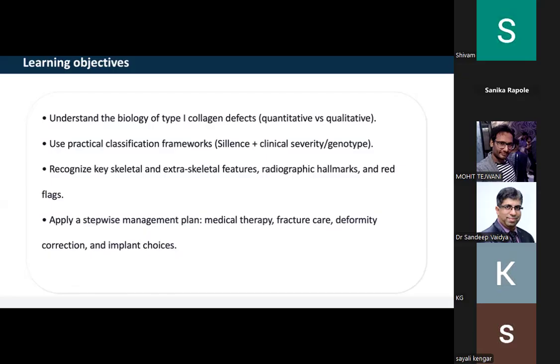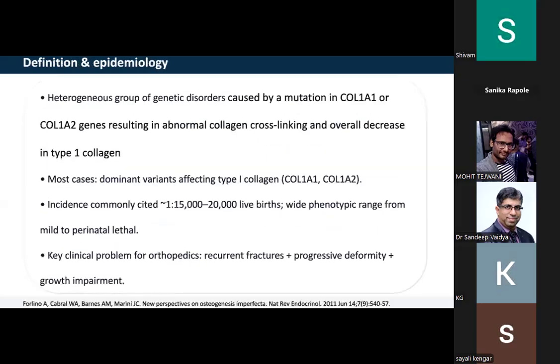At the end of this, we will be comfortable explaining why this phenotype looks the way it does and how our treatment is going to differ from case to case. So, OI is a group of heterogeneous genetic disorders, most commonly involving the COL1A1 and COL1A2 genes, leading to abnormal type 1 collagen either in quantity or in quality. The phenotype ranges from mild fracture tendency to perinatal lethal forms. And the same umbrella diagnosis can look completely different depending on what type it is.